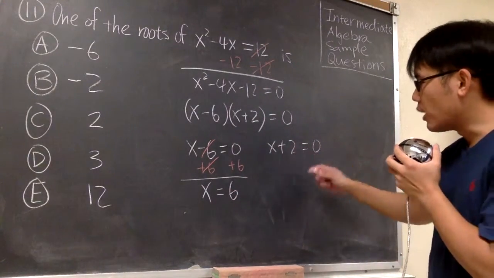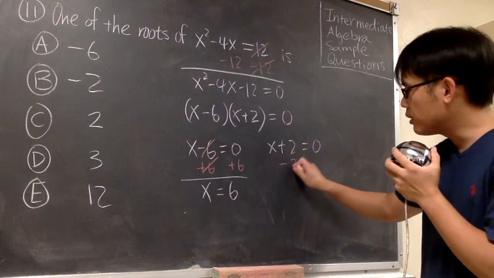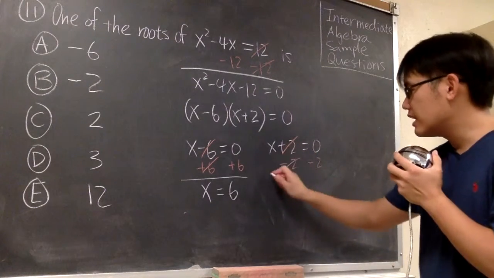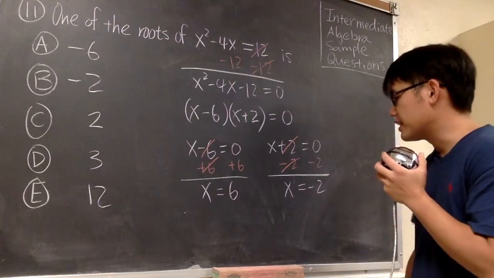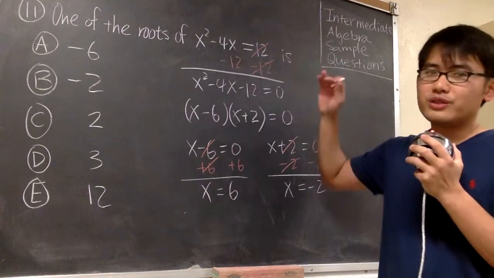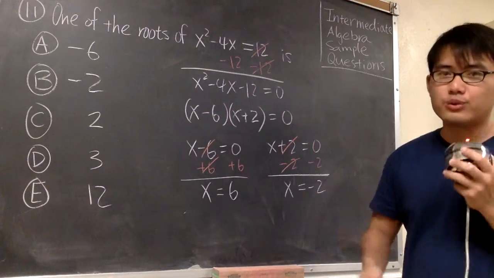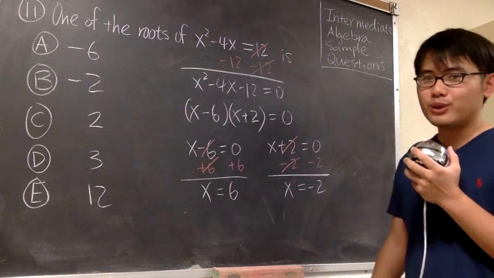And then for the second one, we have x plus 2 is equal to 0, so we have to subtract 2 on both sides. This way, we end up with x is equal to 0 minus 2. Of course, that will be negative 2. So these two are the solutions to the original equation, and these are the roots as well. Solutions and the roots are the same. And then we are just looking for one of them to be in the answer choices.